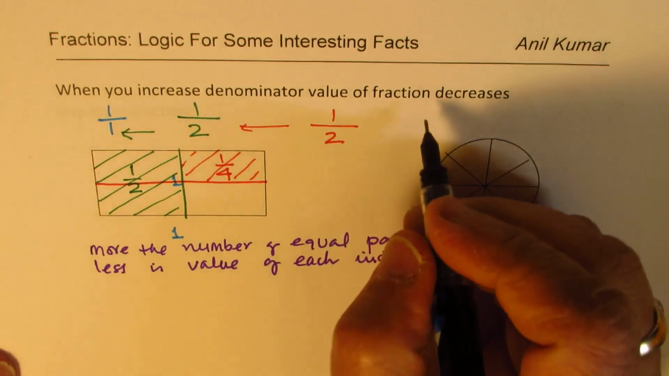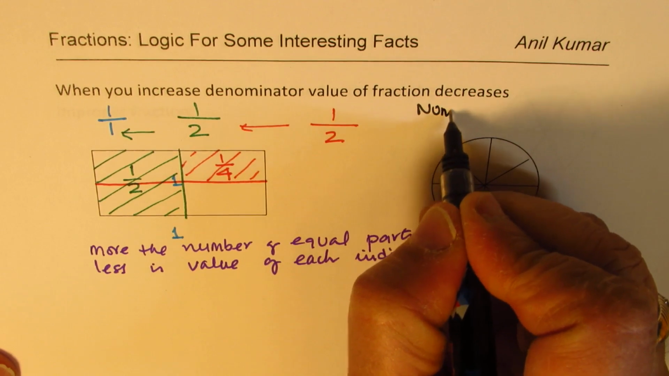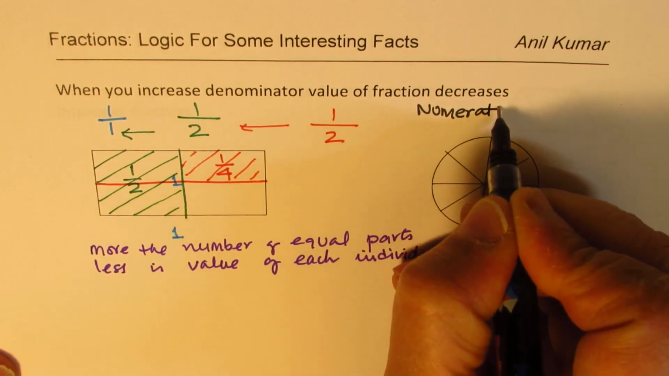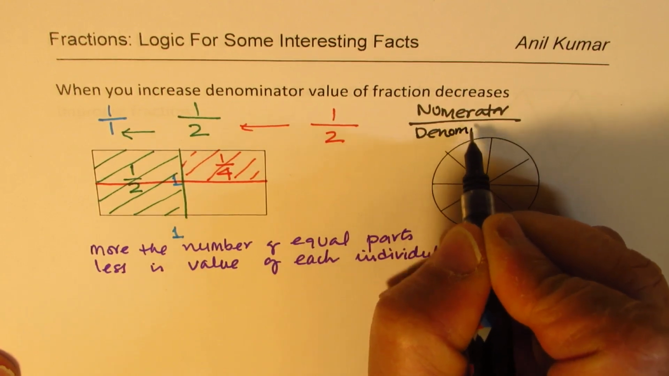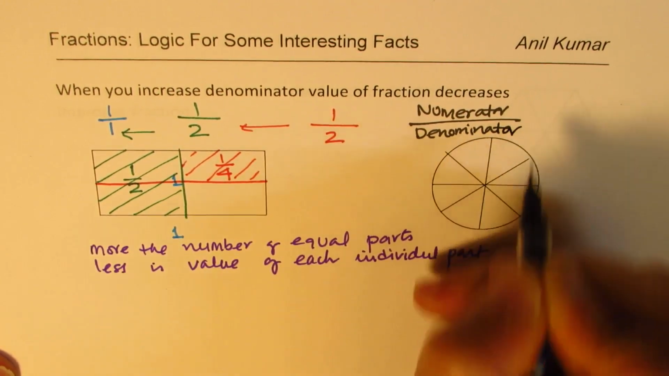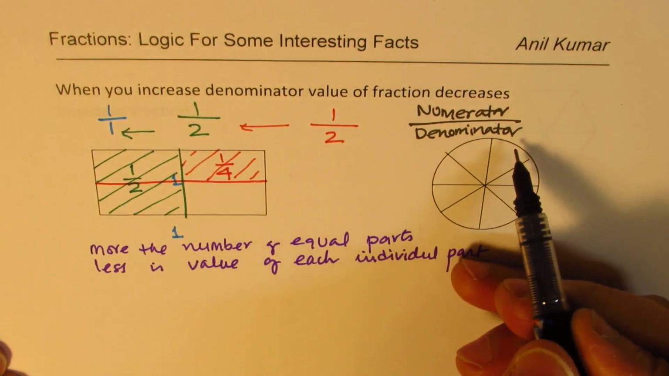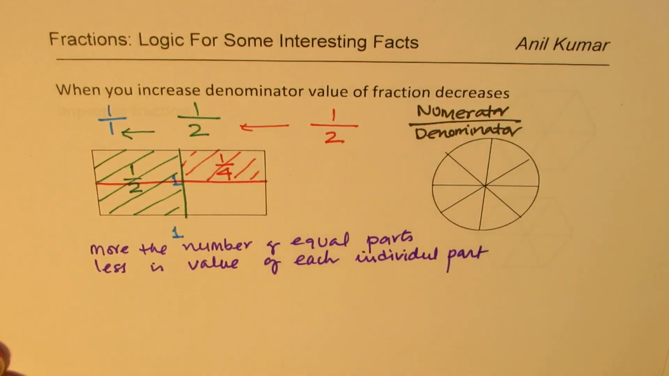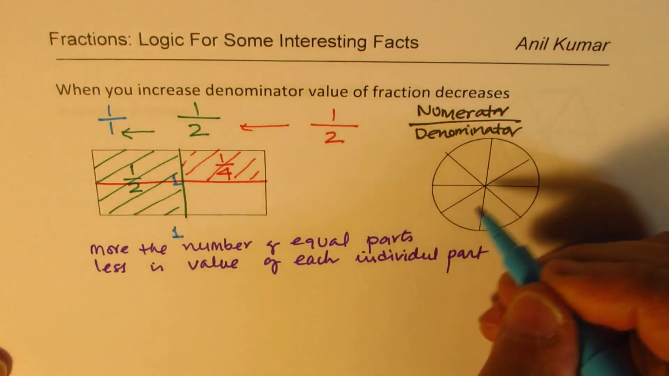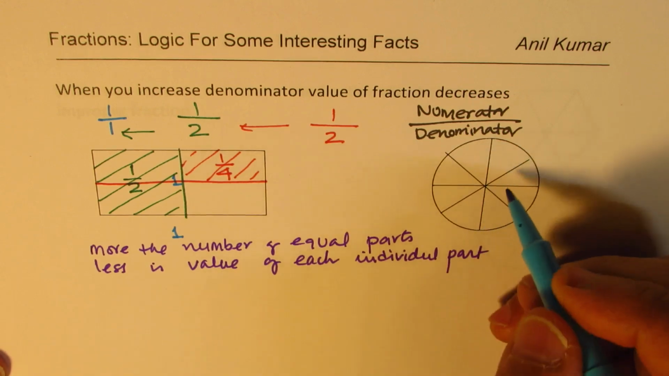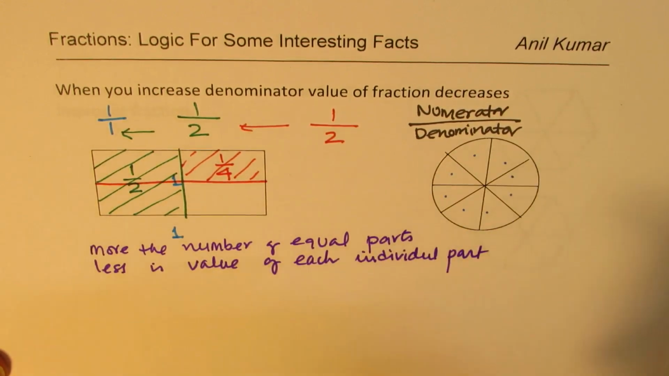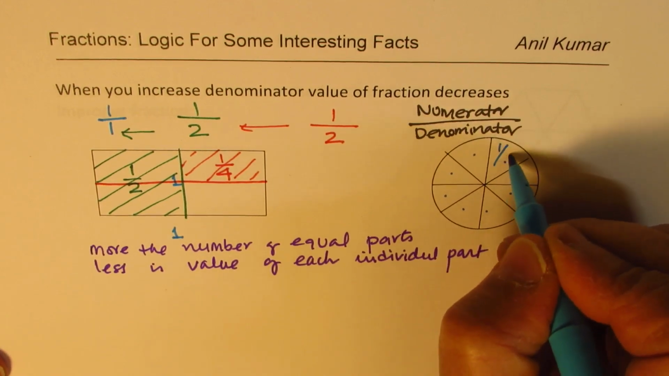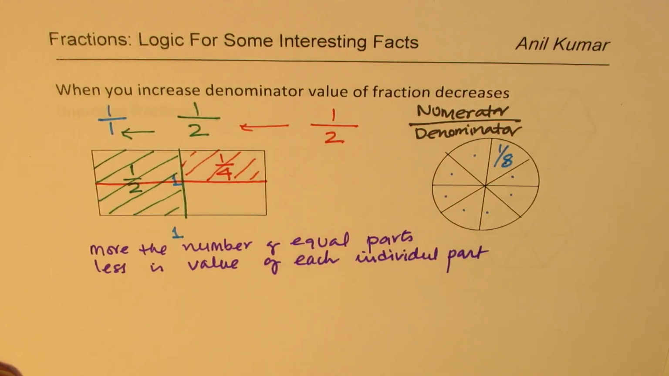A fraction basically has a numerator and the bottom part is the denominator. So if we increase the denominator, it becomes lesser. It means what? Here we have a circle divided into 1, 2, 3, 4, 5, 6, 7, 8 parts. So each part is 1/8, correct?